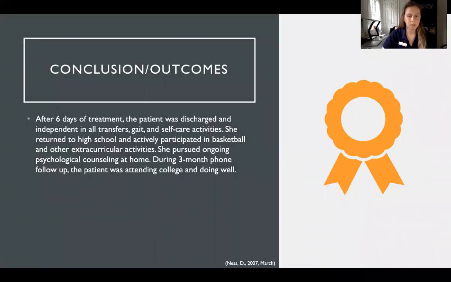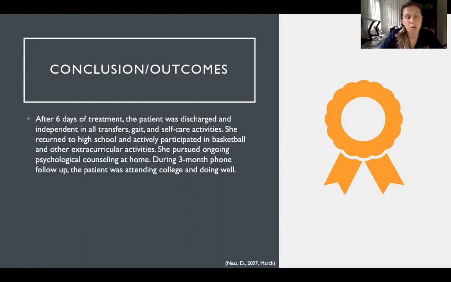So in conclusion, the outcomes of our patient: after 6 days of treatment, she was discharged and independent in all transfers, gait, and self-care activities. She returned to high school and actively participated in basketball and other extracurricular activities. She pursued ongoing psychological counseling at home. During a 3-month phone follow-up, the patient was attending college and doing well.